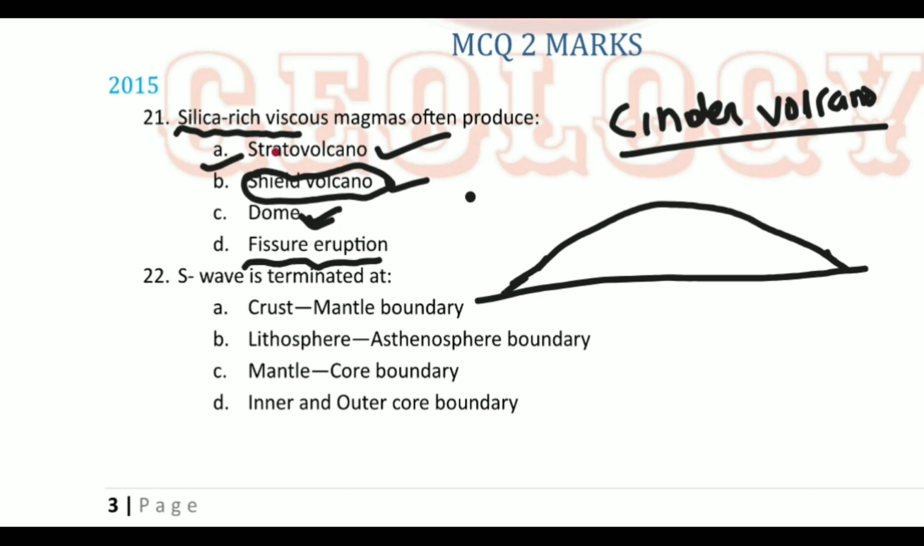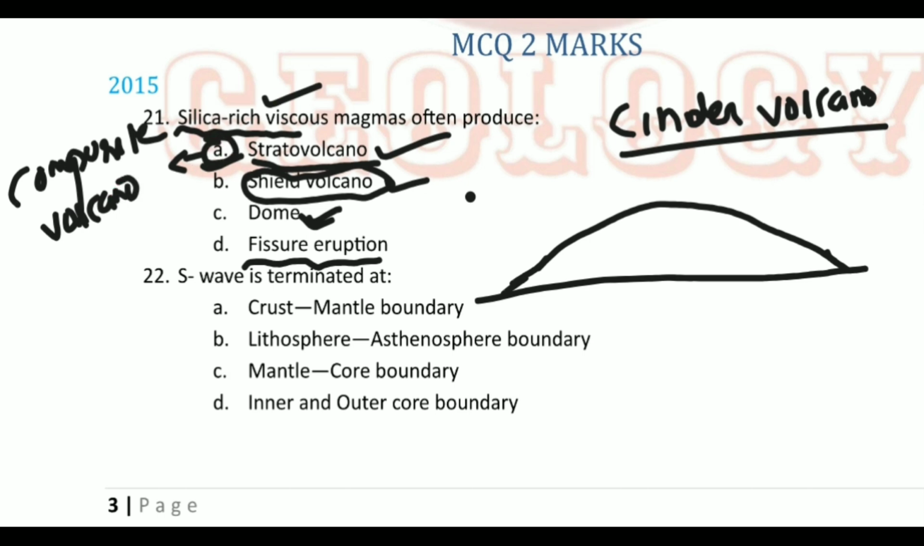So the answer will be stratovolcano, which is produced by silica-rich viscous magma, and it is the most catastrophic volcanism also. Strato is given as the name from its layering structure. It produces alternating layers of lava and pyroclastics. That's why it is called stratovolcano. The other name is composite volcano. So the answer will be A.